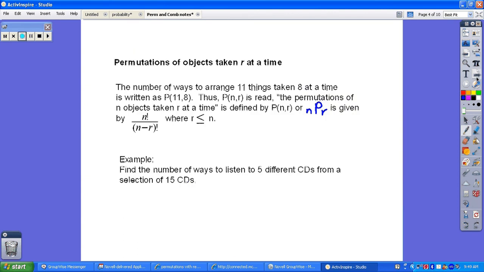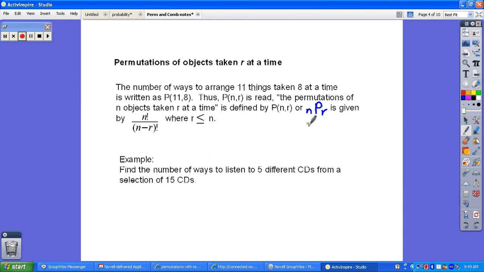Okay, so now going to the next one, we're looking at the permutations of objects taken R at a time. In this particular case, it's like the number of ways you can arrange 11 things taken 8 at a time. It's when you're not using the whole thing, whereas the other one is where you're using every single possibility. How you write it is P(11, 8), the permutation of 11 taken 8 at a time. That nPr is read, the permutations of n objects taken r at a time. And this is how it's written.